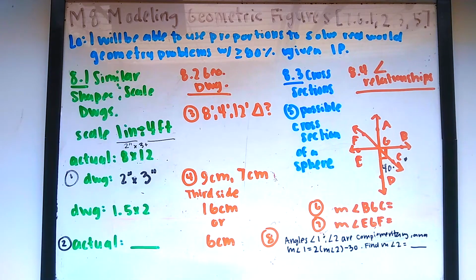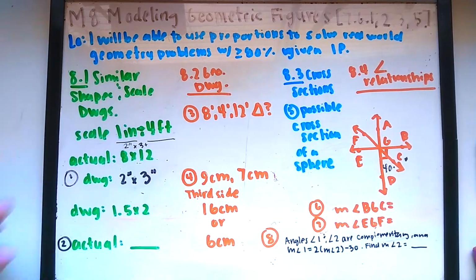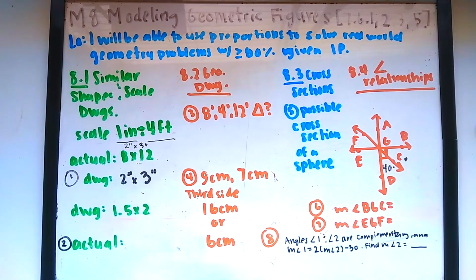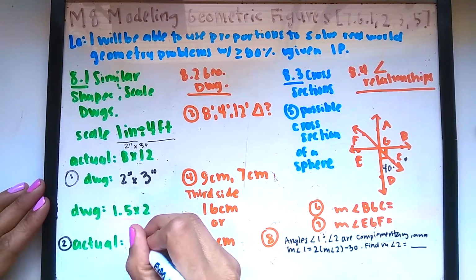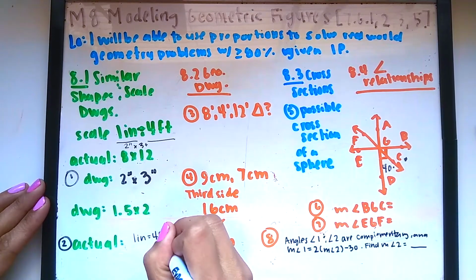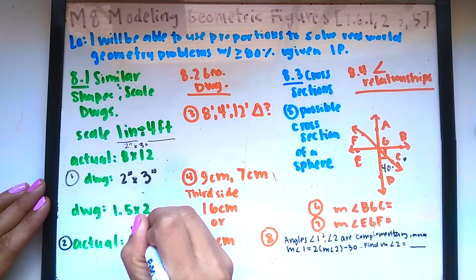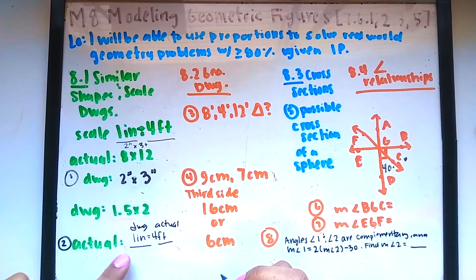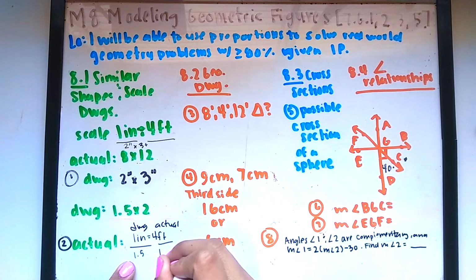Let me go ahead and do this one, and then I'll give you these two to do. I'm going to do the same thing right here. I'm going to use my 1 inch equals 4 feet. And remember, this is my drawing and this is my actual. I'm given drawing right here, so I'm going to match it with the drawing right here. It's going to be 1.5, and I don't know this.